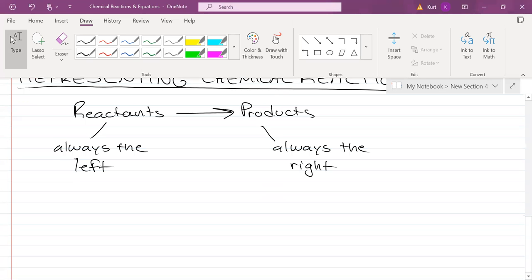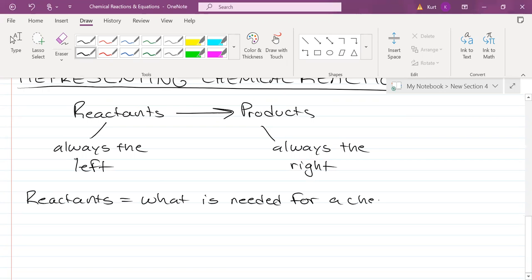Now, everybody, reactants, what the heck are those? I think this is another vocab term. Reactants are what is needed for a chemical reaction. If you are going to bake a cake this weekend, you need eggs, you need milk, you need sugar, you need flour, you need all that stuff to make a cake. Those are your reactants. Your products are what you produce from a chemical reaction.